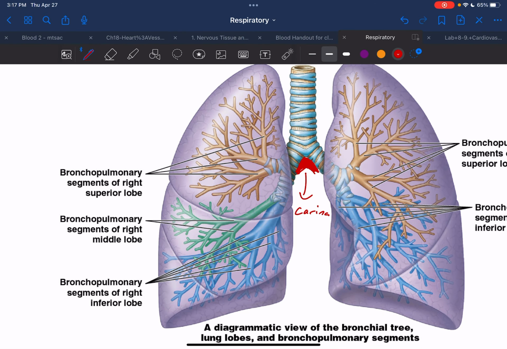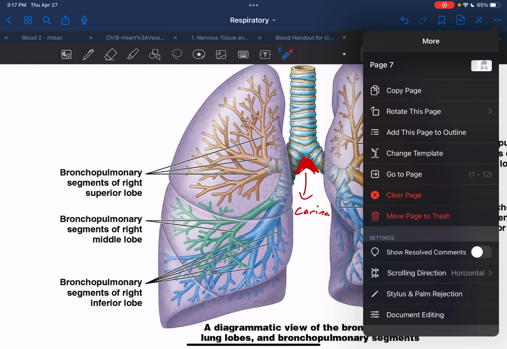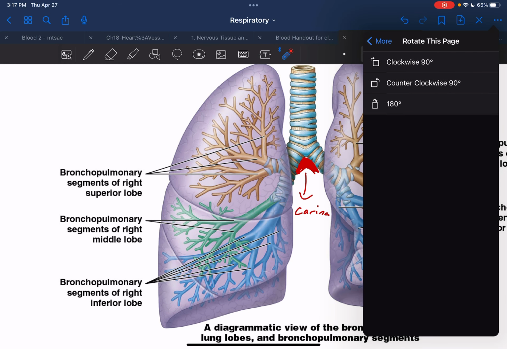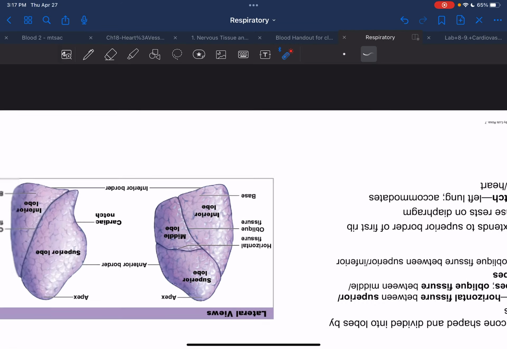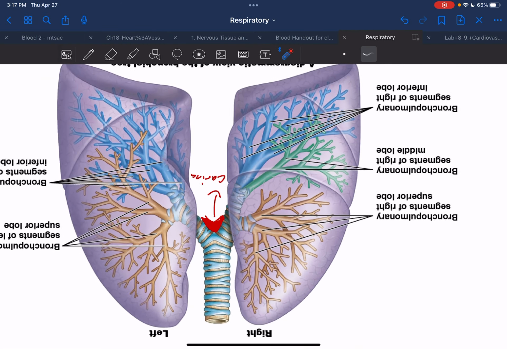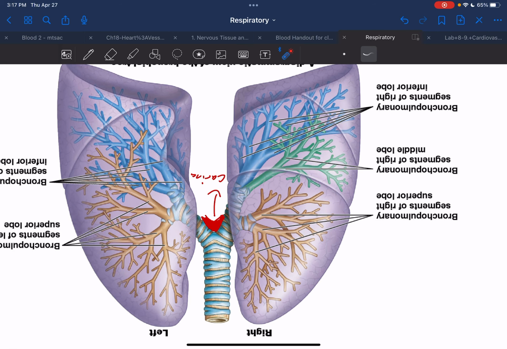And your trachea, if you think about it upside down, can I flip this page upside down? Let's see, I think I can. Rotate this page. And so if you look at it, it kind of looks like a tree, right? Like when you look at it upside down, you have this trunk and then you have some branching.